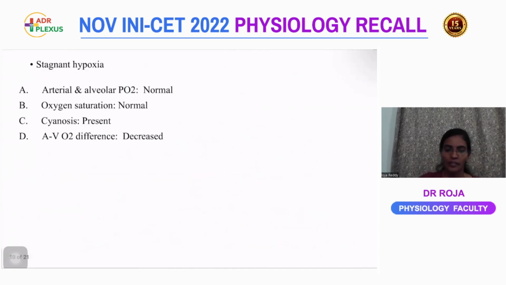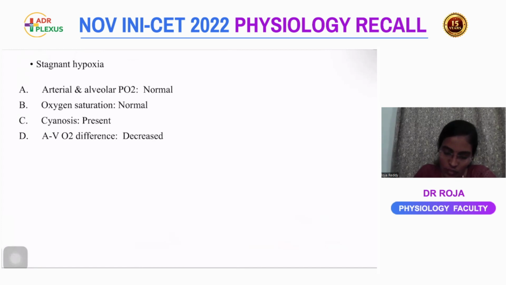Then we have the next question, that is regarding stagnant hypoxia. Okay, so what is this stagnant hypoxia? There are basically various types of hypoxia. So what does hypoxia mean generally? It is decreased oxygen supply to the tissue or decreased oxygen utilization at the level of the tissue.